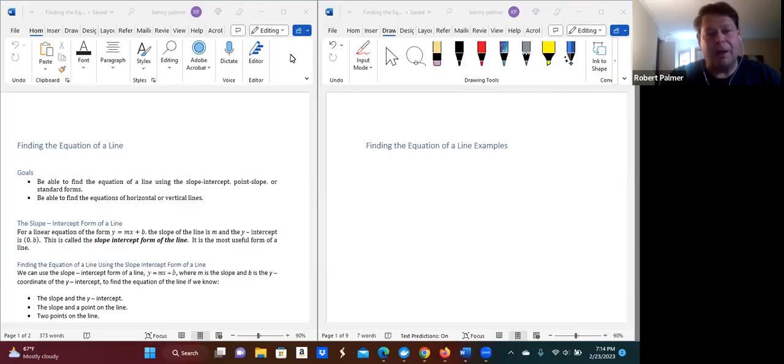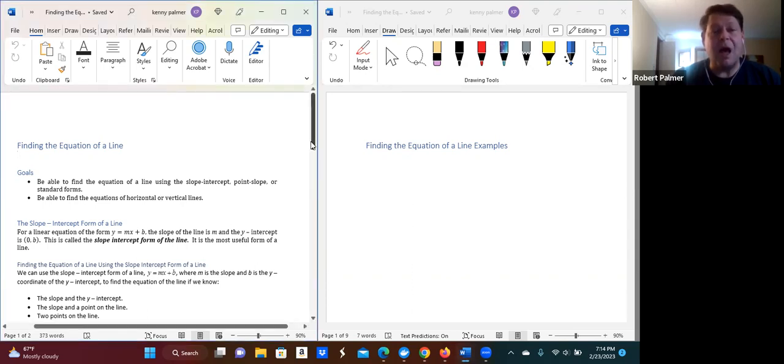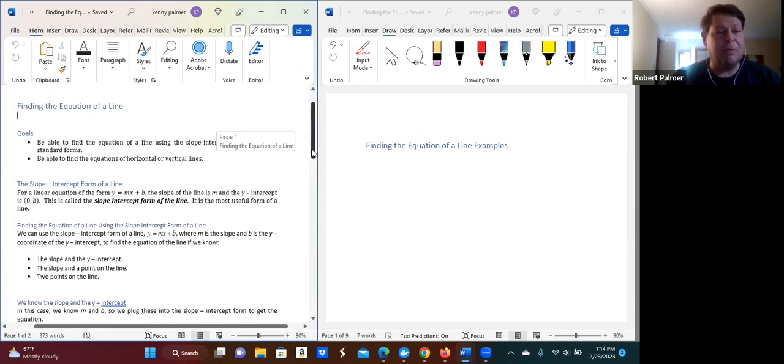Hello everyone, welcome back. Today we will learn how to find the equation of a line. So our goal is to be able to find the equation of a line using the slope-intercept, point-slope, and standard forms, and then also explain what those are, and also be able to find the equations of horizontal and vertical lines. So first, let's start with what's the most common form of a line, called the slope-intercept form of a line.